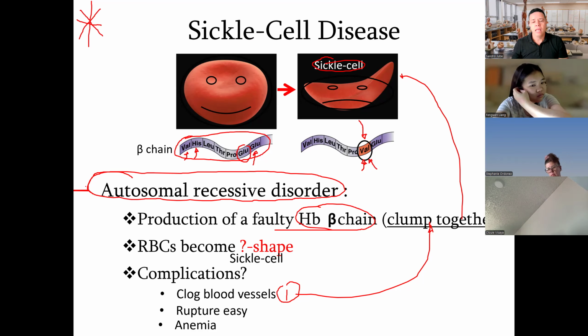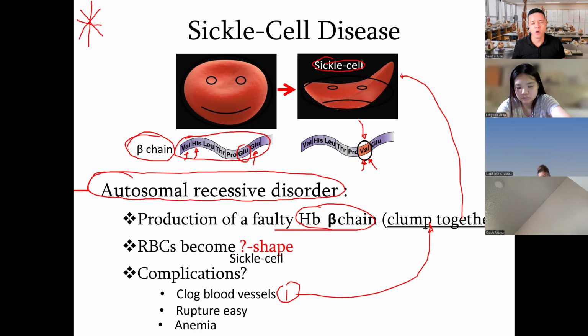Okay? In an autosomal recessive disorder, what this means is that in order to have the sickness, in order to have the disease, both copies of your beta chain gene will be mutated. Both copies that make the beta chain for the hemoglobin will have this mutation right here, the single amino acid substitution, and therefore that leads to the disease.